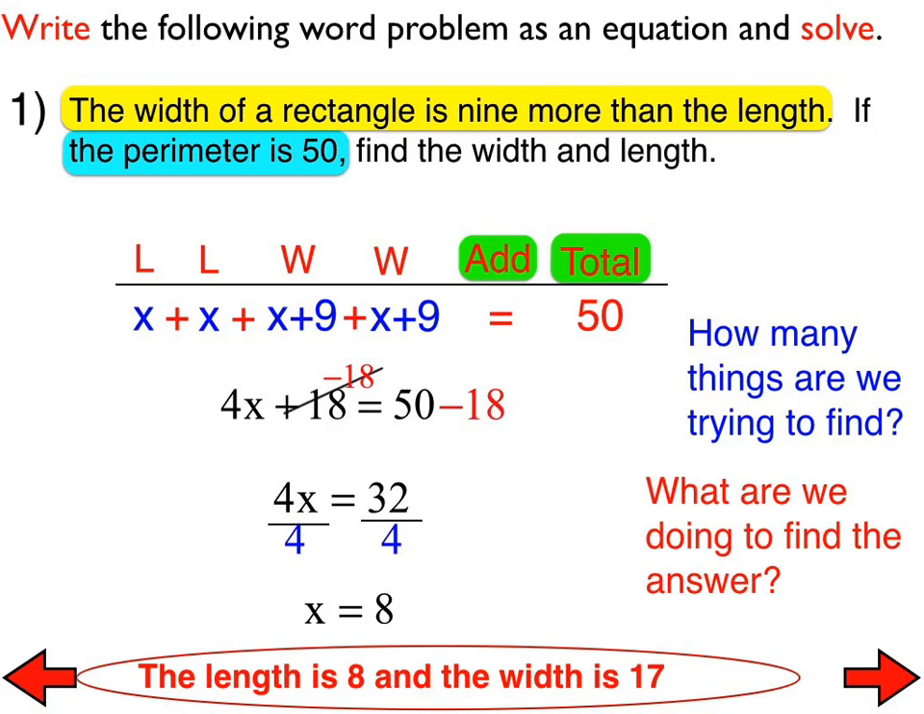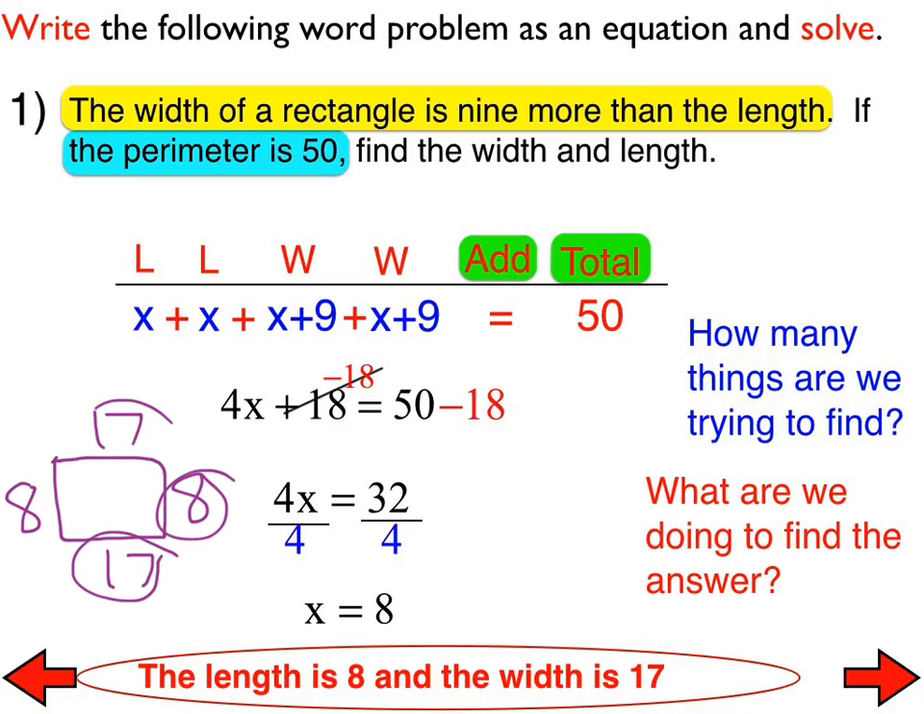Now, after this problem, I'm also going to make you draw a rectangle. And here's what I mean by that. Draw a rectangle and then label 8 and 8 and 17 and 17. And then the question would be, does that make sense for this problem? If you add up all four sides, that will be 50. And if you take a look at the length versus the width, you can see that the width is 9 more than the length. So that has to be right. So every problem after this one, I also want you to check it by drawing a rectangle and make sure it satisfies what you're trying to do.